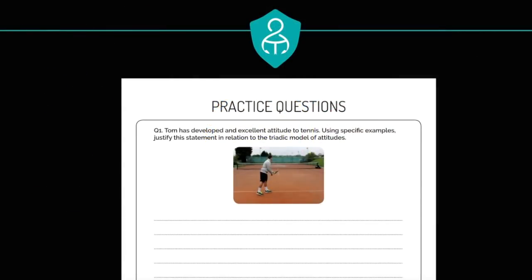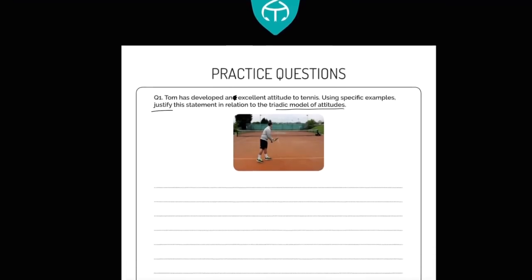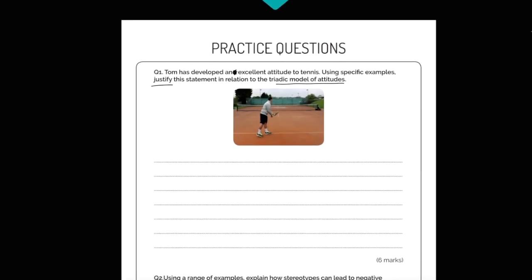Okay, and to finish off with today, we're going to have a look at some questions. So let's have a look at this one. Tom has developed... and what's happened there? Oh, a typo. I'm not a fan of typos. An excellent attitude to tennis. Good. Using specific examples, justify this statement. So we're going to give the reasons why. Justify this statement in relation to the triadic model of attitude. So we obviously have to talk about the triadic model here. So let's justify that statement. Let's have a little go at it.